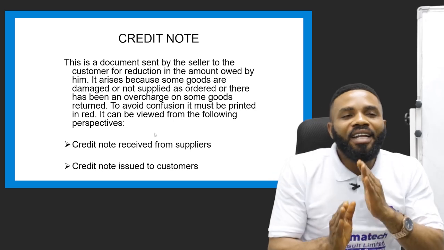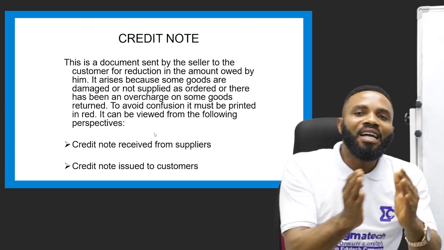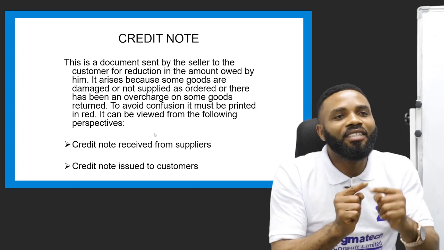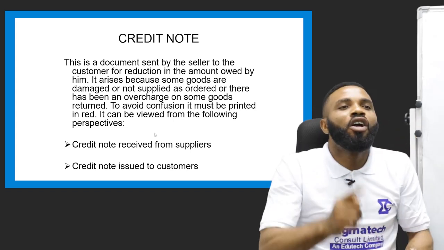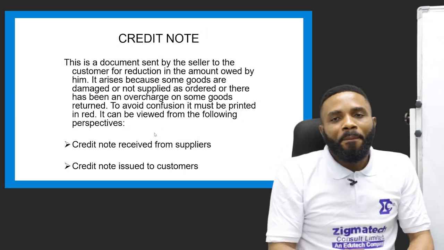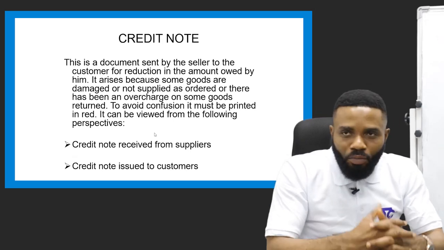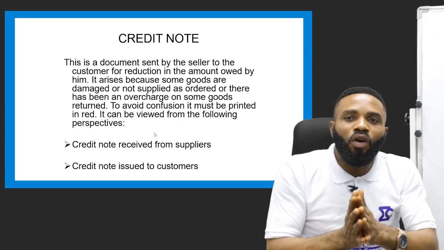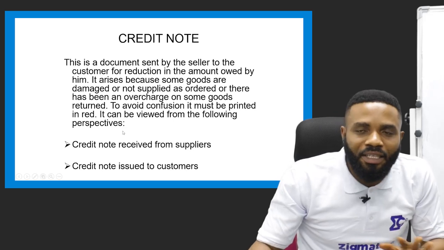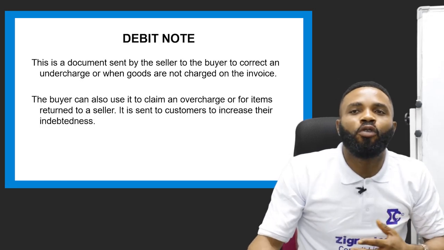And then it can also be viewed in two ways. It can be a credit note received from suppliers and a credit note issued to customers. As your supplier is doing that to you, you are expected to do the same to your customer, because as you are going to buy, people are also coming to buy from you. So a credit note basically can be received from suppliers, and it can also be issued to customers. The meaning remains the same, whether it's from the angle of the supplier or from your own angle.